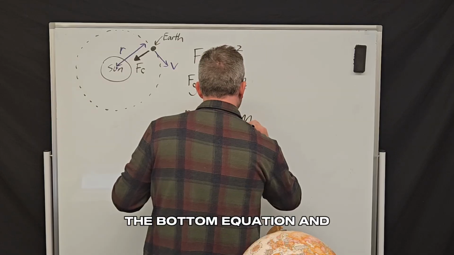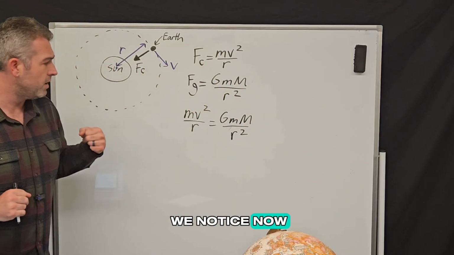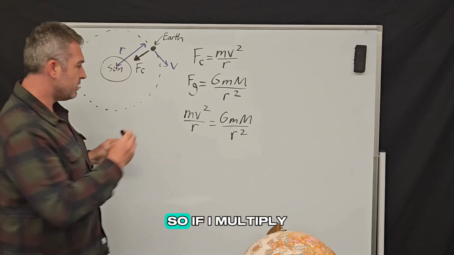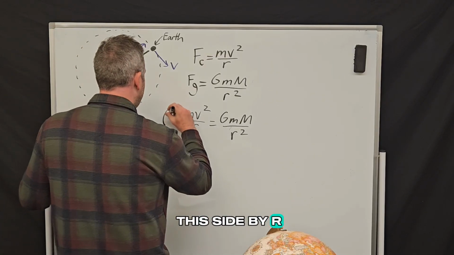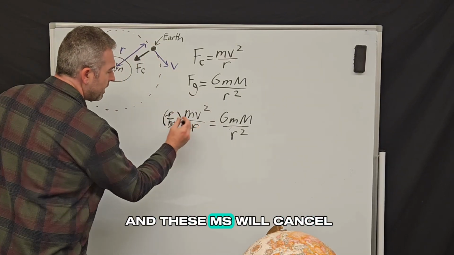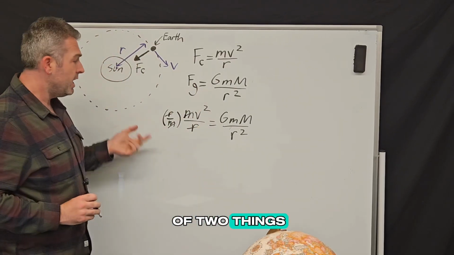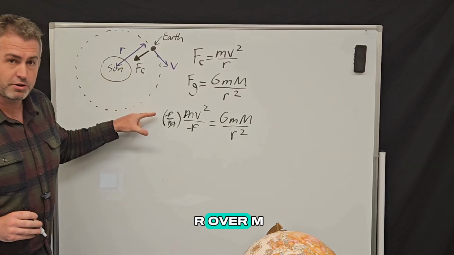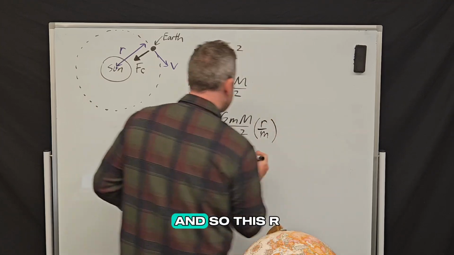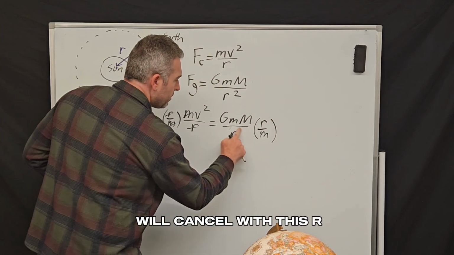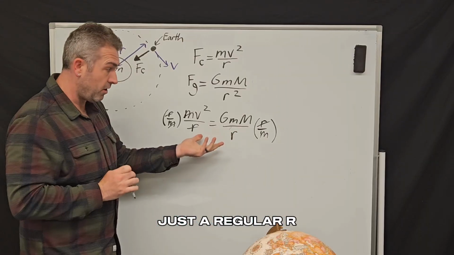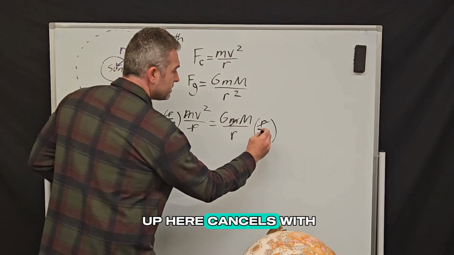the bottom equation. And so what else do we notice now? Well, both sides of this equation have a lowercase m and an r. So if I multiply this side by r over m, these r's will cancel and these m's will cancel. So I got rid of two things. But if I multiply the left side by r over m, I also have to multiply the right side by r over m. And so this r will cancel with this r, and that means this r squared becomes just a regular r. And then this m up here cancels with this m.